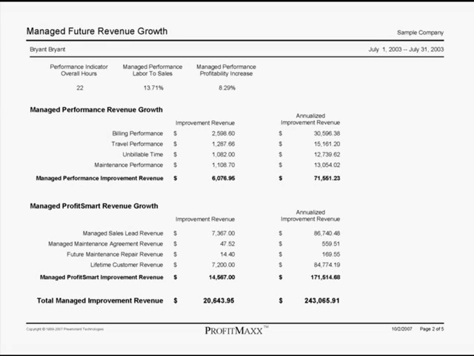Next, let's switch over to our second technician. This technician is Bryant. We can see his name in the upper left-hand corner of this report. Bryant's performance indicator for our overall hours is 22. In other words, 22%. His revenue is costing us 22 cents out of every revenue dollar that he's bringing in. Had Bryant met all of our goals and expectations, our managed performance labor to sales ratio would have been as low as 13.71. Again, a significant increase. That's an increase of 8.29%.